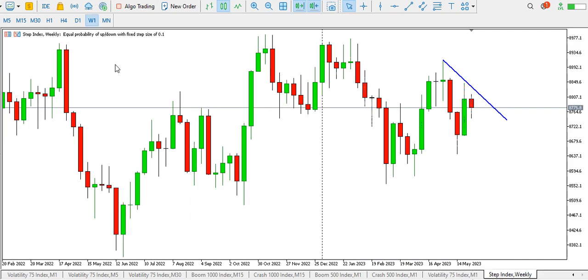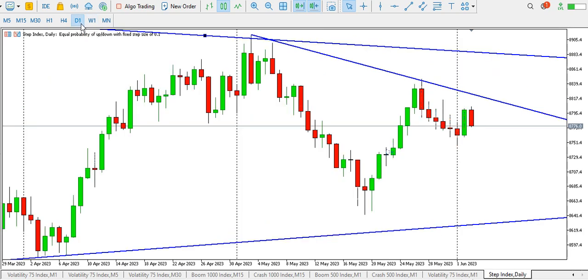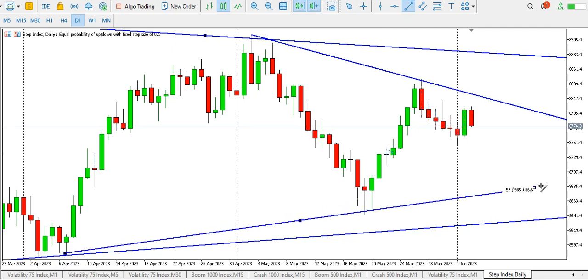For step index on the weekly time frame, we have the range. The range is in progress. Price is currently ranging. It moves up, a drop to this point, a move up, a drop to this point, a move up, a drop, a move up, a drop. So that's that for the weekly time frame. On the daily time frame, we still have a range.